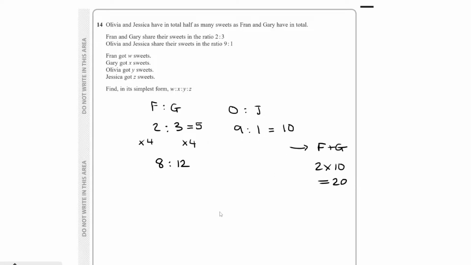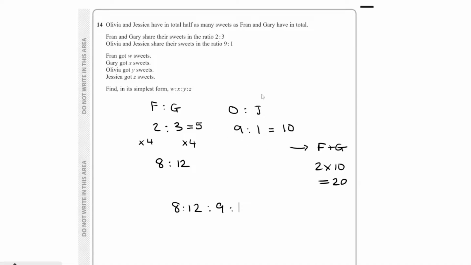And then you just put it in the ratio, to make sure you get it in the right order. Fran to Gary to Olivia to Jessica. That's your ratio. It's kind of hard to write down the working out for it, to be honest. But you get marks for writing down 2 plus 3 is 5, 9 plus 1 is 10. You literally get 1 mark for that. You have to write both, 5 and 10.